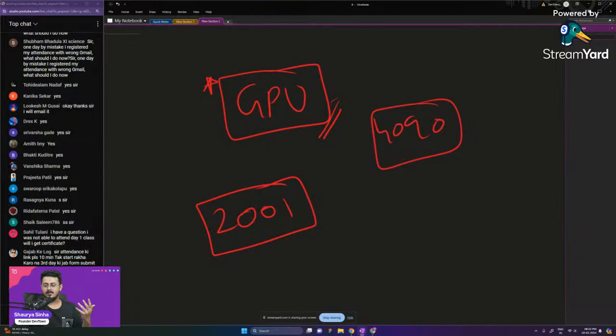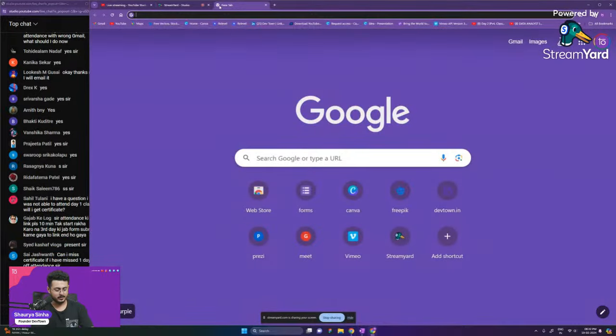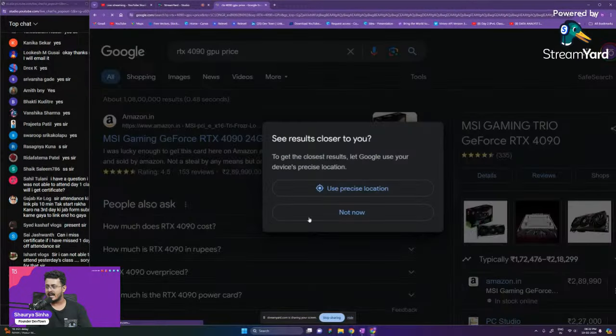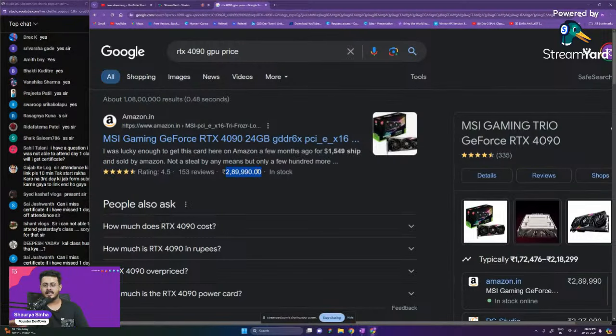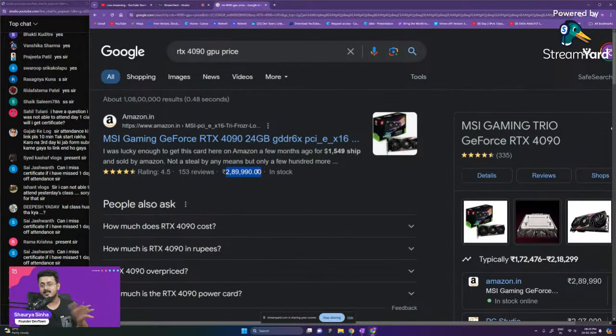You might feel that, okay, 4090, let's see the price of a 4090 GPU. So the RTX 4090 GPU price is showing up as almost 3 lakh rupees. Are you able to see this? And this is also a very low-power GPU. This is the highest-power GPU that we as normal consumers can purchase, but in the real sense it is a very low-tier GPU.